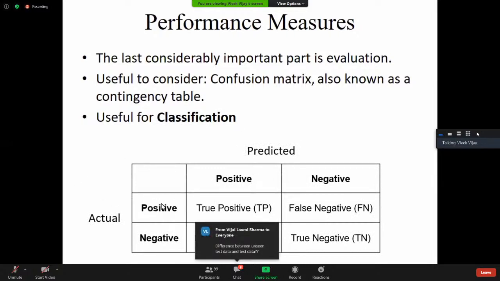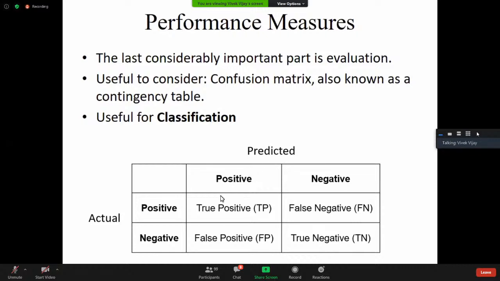Actually, it might be positive, it might be negative. Positive and negative are just two classes. So actually, the patient may not be so serious that you need to send him to the ICU. Or the patient may be so serious that you may need to send him to the ICU. So there may be positive or negative chances, and what you are predicting is positive or negative.